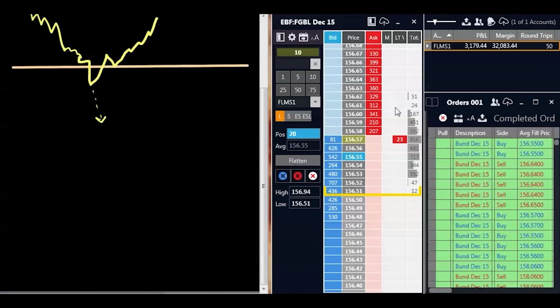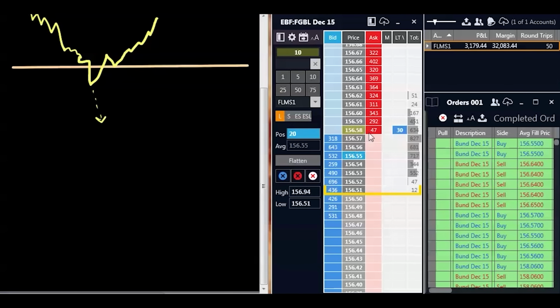23 lots into the bid. Seem to have reloaded that so far. 10 lots into the bid. We're getting a little bit more size there on the offer. You could see we're selling into the bids here, hitting the bids here, 57s. We're not really giving way. So long as we can hold our ground here, there we go.